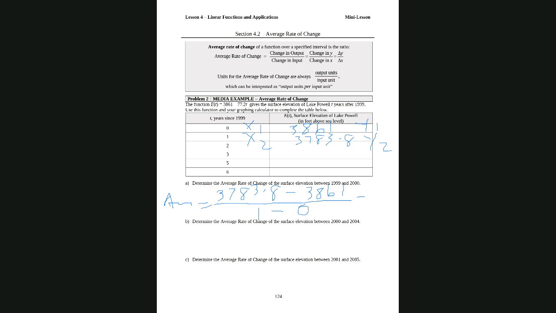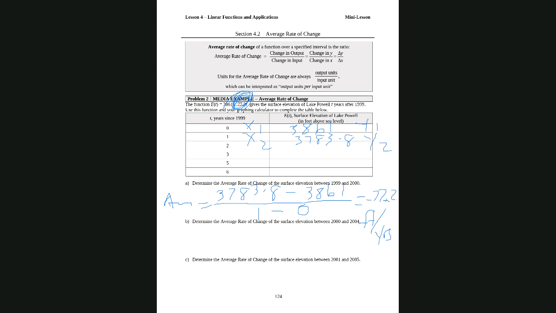Now, when you put this in a calculator, you should get minus 77.2. Remember, that is the same as the slope, right? Negative 77.2. But because it's average rate of change, you have to get units. So remember, t is in years, and the surface elevation is in feet. So feet over what? Years. Feet over years.